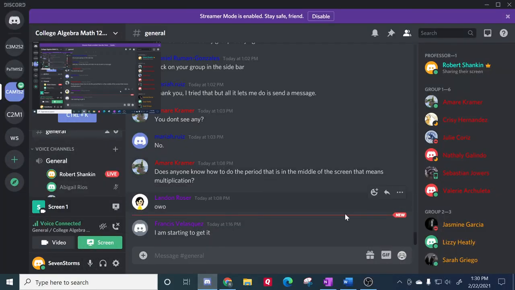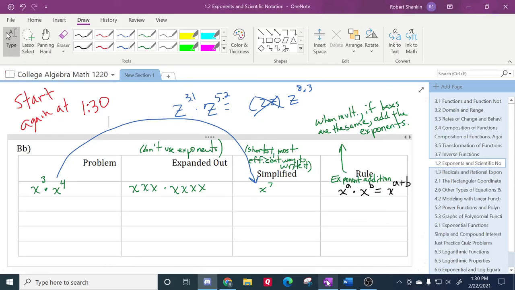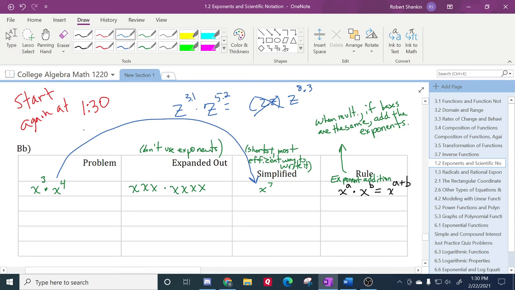Okay, we're going to restart again. And let me put the next one. It's x to the 8th divided by x to the 2nd. So write it out in expanded form, simplified form, and then state the rule for this.